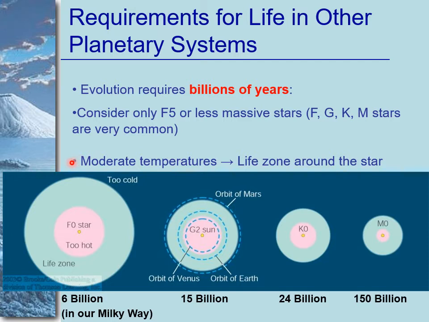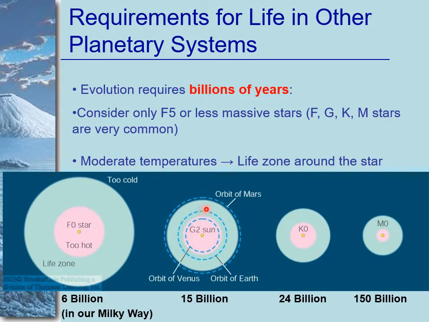We also would want to look at regions around these stars where there are moderate temperatures. So this is the so-called life zone or habitable zone around a star. For example, if we take our sun, there's a region close to the sun where it's too hot. So if we think about where Mercury is orbiting, definitely very slim prospects for life there.